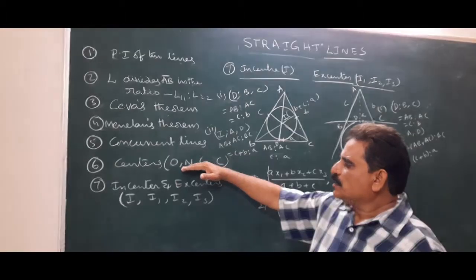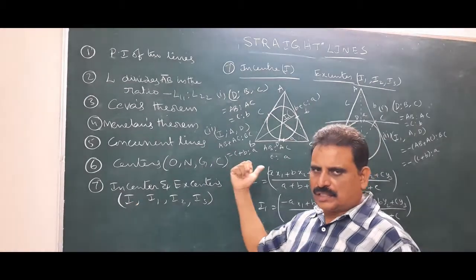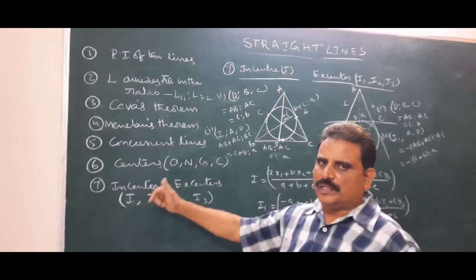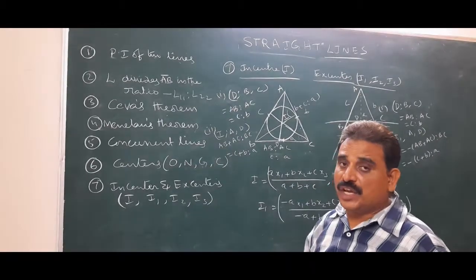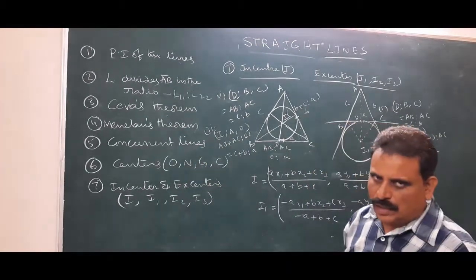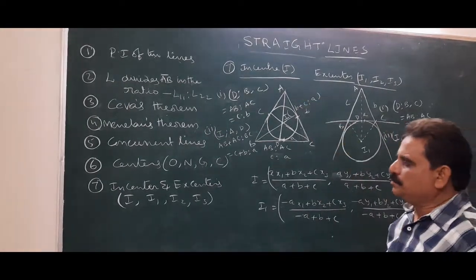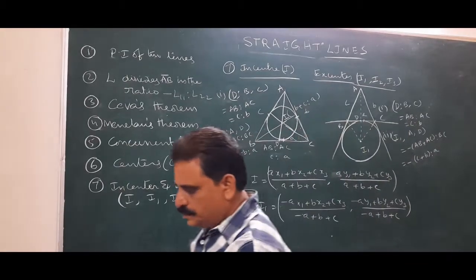But here, that coincides with the incenter I also. Actually, in general the incenter does not coincide with these points, but in the case of an isosceles triangle, I also coincides with them. Now we come to the incenter and excenters.